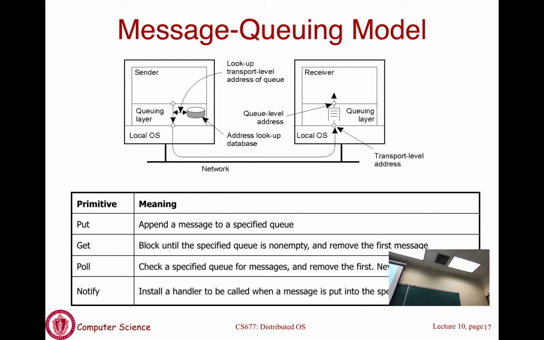Poll will basically check and take messages out. But what notify will do is you will be told that there is a message, and then you will use a get to take that message from the queue. Okay? Because that get will be non-blocking, it will just take the message and not block if the queue is empty. Okay, any questions here? Okay, so that's basically the simple abstractions for a message queuing system.